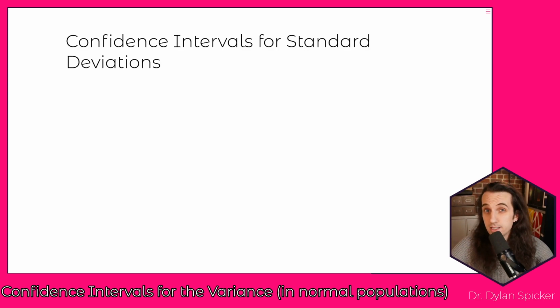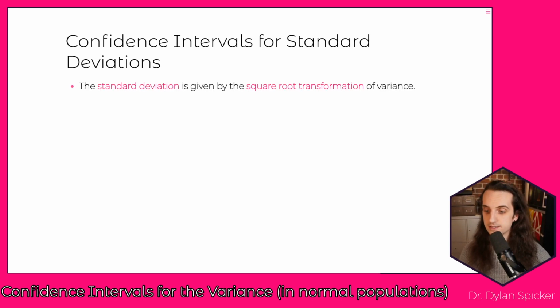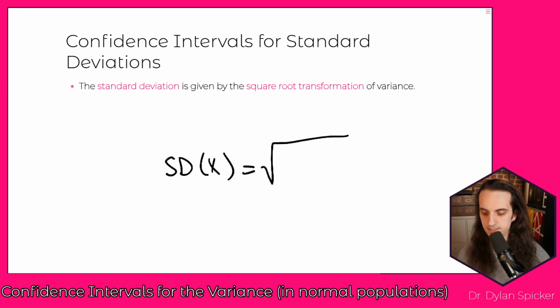Now, that's how we can do confidence intervals for the variance, but sometimes we're going to be more interested in using the standard deviation as the measure of uncertainty. And so what can we do in these cases? Well, we know that the standard deviation is given by the square root of the variance, right? So if we want to find the standard deviation of any random quantity, then we take that to be the square root of the variance of that quantity.